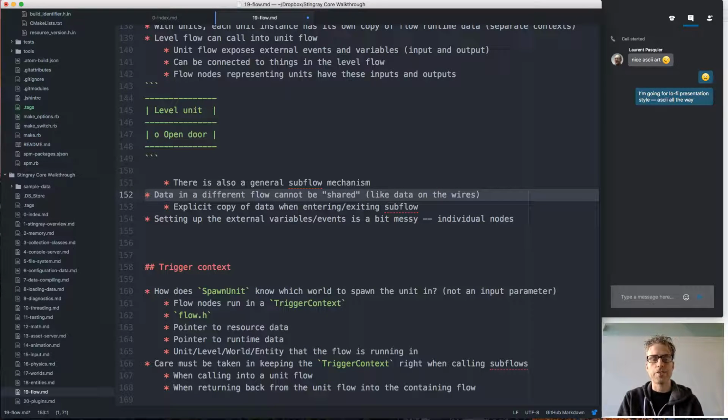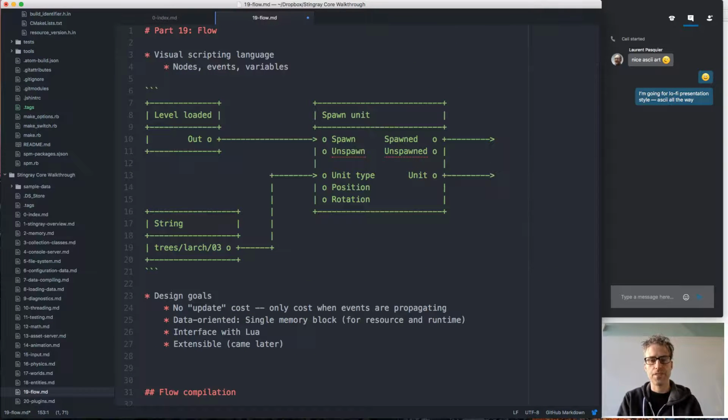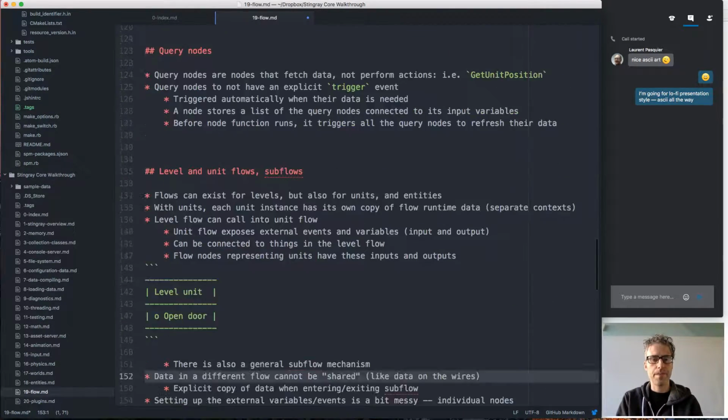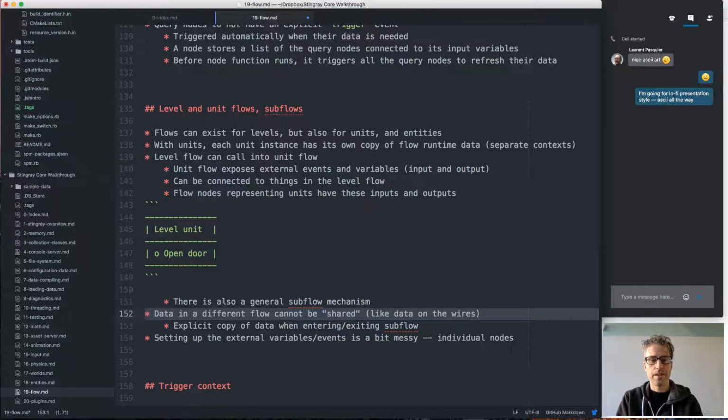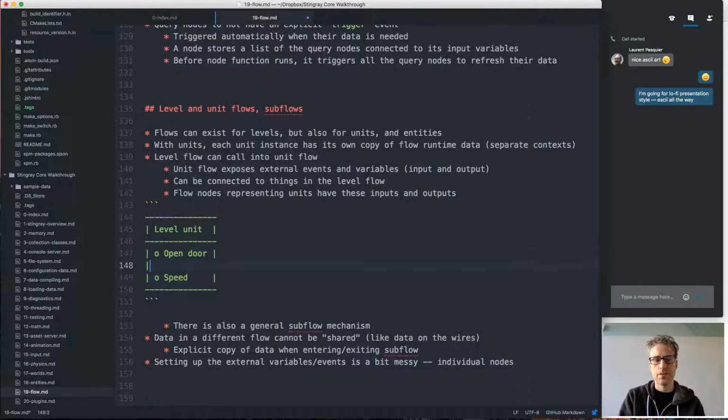An important thing to notice here is that while we're in the same flow graph, the data on the wires here are shared, so we don't have to do any explicit copy of the data. As I said before, we just reference that data wherever it exists in the runtime data. Now, if we have data in different flows, like maybe this level unit here has a variable that says how fast the door should open, called speed.